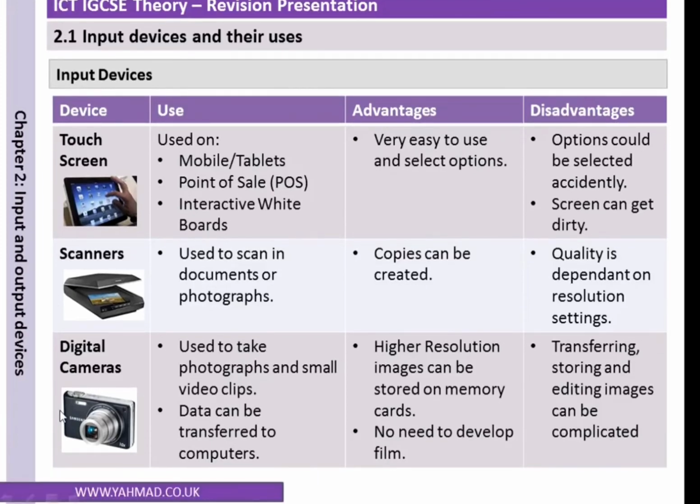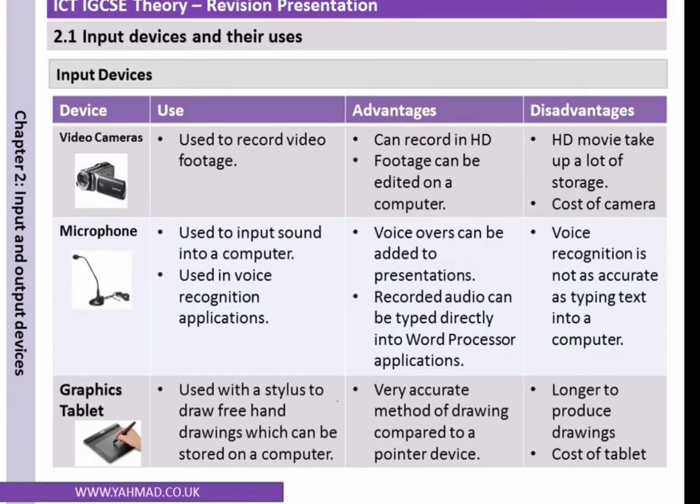Digital cameras are used to take photographs or small video clips. Data can be transferred to computers. Higher resolution images can be stored on the memory cards. There's no need to develop a film. The disadvantage is it could perhaps be difficult to transfer and store images onto a computer system.